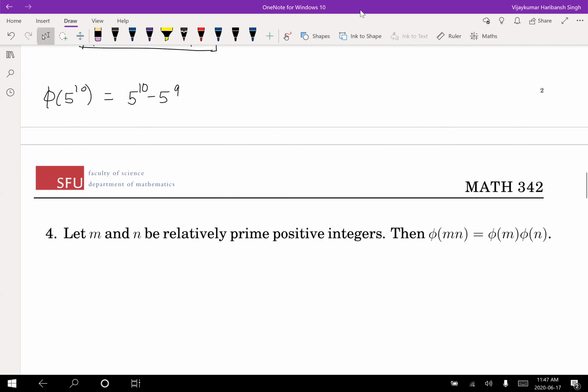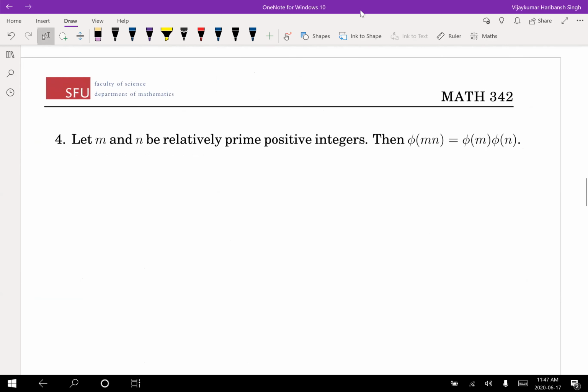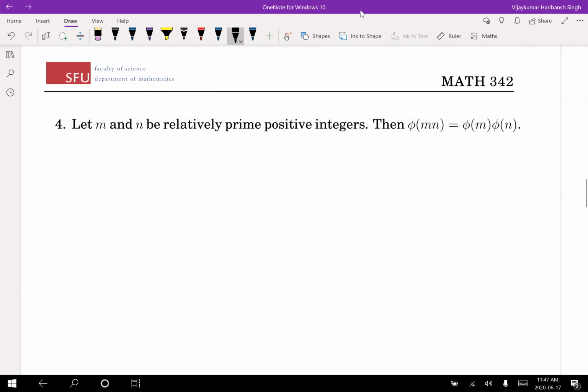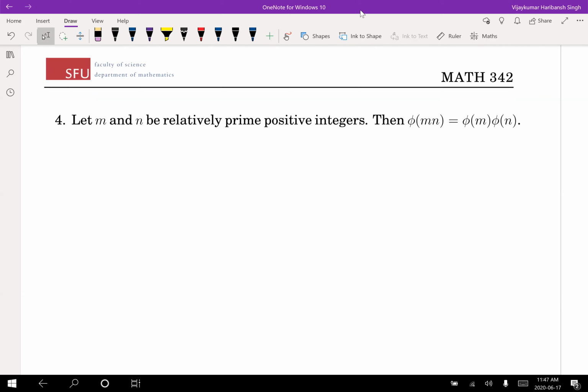Okay. So now comes the part where we prove that phi is a multiplicative function. Let m and n be relatively prime positive integers. Then we want to show that phi of m times n is phi of m times phi of n. So we'll do the following. We will list the numbers 1 to mn in the following order in a rectangular array.